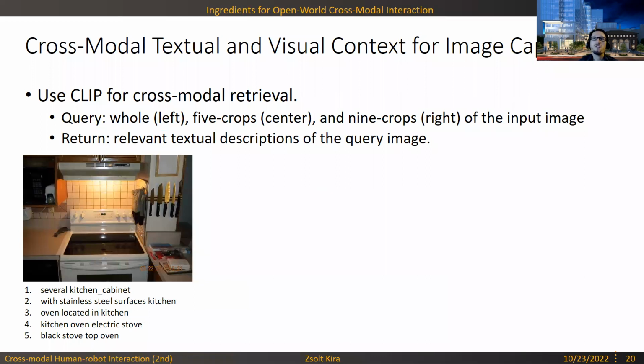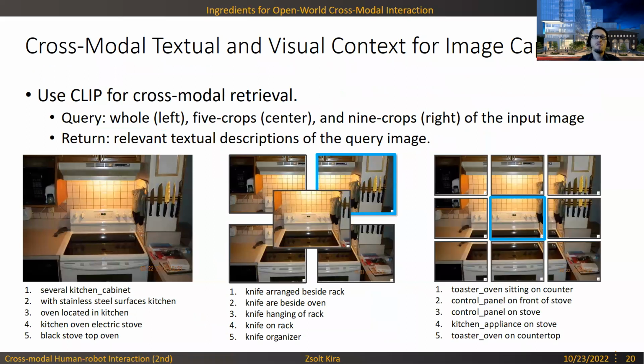We do this via several contextual cues or crops of the image. So we don't just do the entire image, we do several different crops of the image in order to really retrieve text of various kinds. Some can be image level information, some can be object level or even relationships between objects and so on. For example, here you see toaster oven sitting on the counter. And again, this is what really gives us additional information beyond just the object detector.